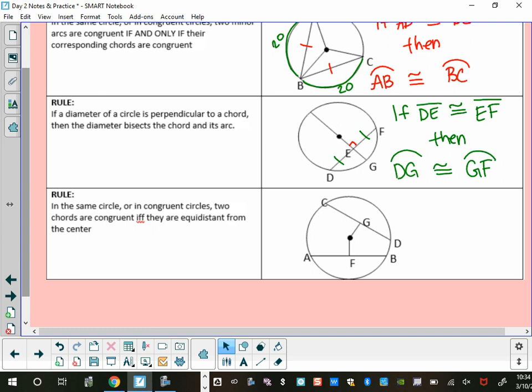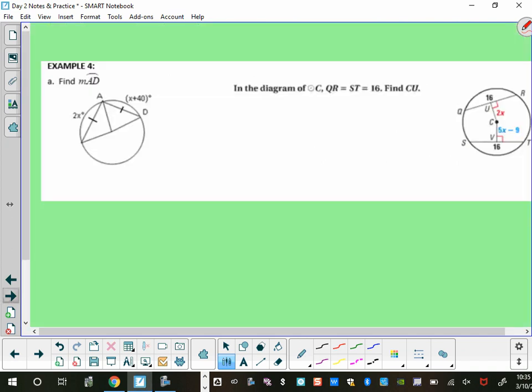Right, your last rule says, in the same circle or congruent circles, two chords are congruent if and only if they are equidistant from the center. So these chords are congruent, and if they are, those two little smaller lines will also be congruent. That's all you have to write down for that. All right, so let's see some examples.